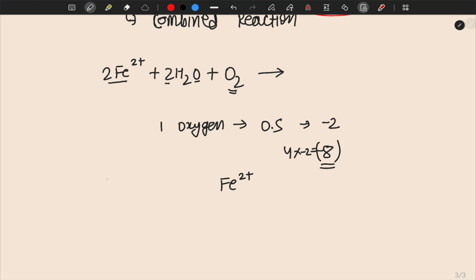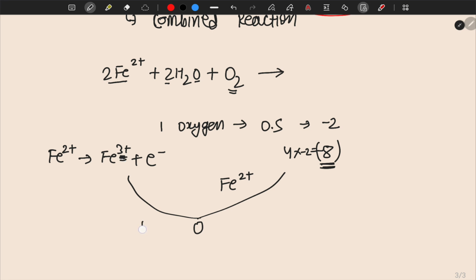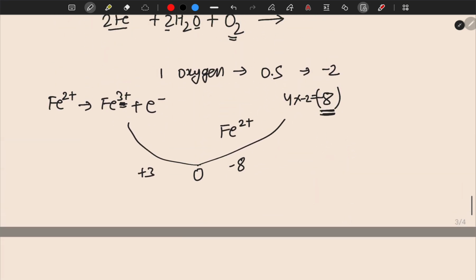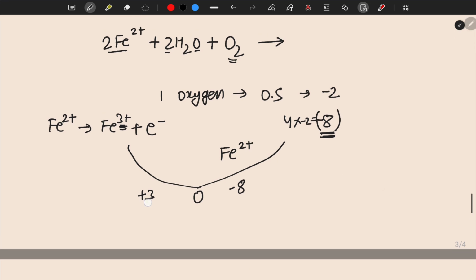So if Fe2+ loses one more electron, it will become Fe3+. Now we have +3 here and -8 here. If we want to make a compound that has charge 0, we have to equate these. That means +3 needs to equate with -8, so we need to have them in sync. Now it is +3, so this number has to be a multiple of 3, then only it's possible.